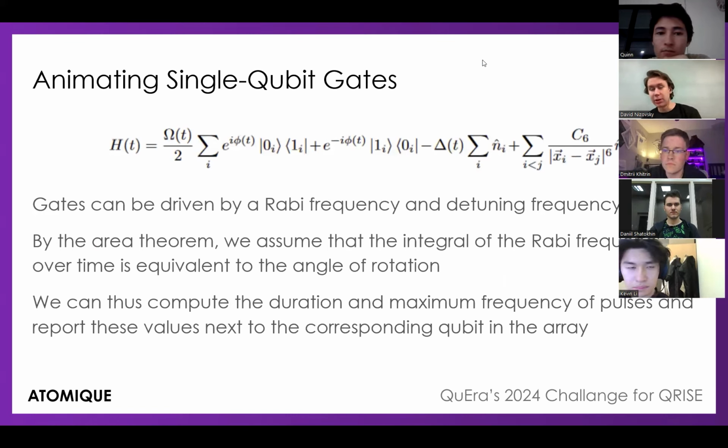And with our visualization, the main challenge was to add the animation of single qubit rotations. We have modeled the behavior and impact of these gates within the quantum circuitry framework. Each gate's implementation is designed to reflect its theoretical operation. So gates can be driven by a Rabi frequency and detuning frequency pulse. But more importantly, we have developed a dynamic animation system that visually represents the state transitions induced by these gates on individual qubits.